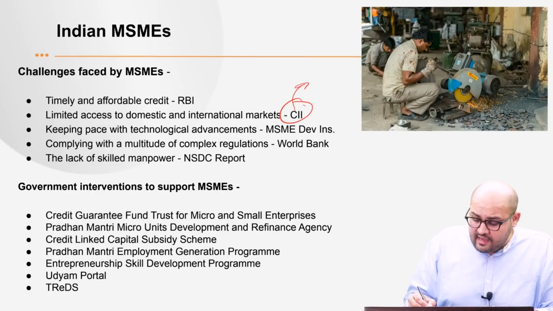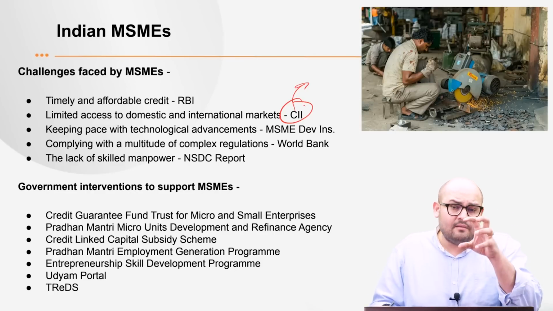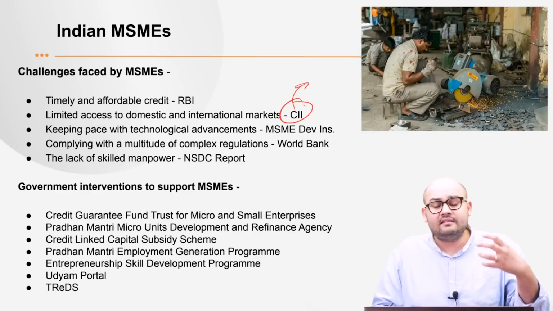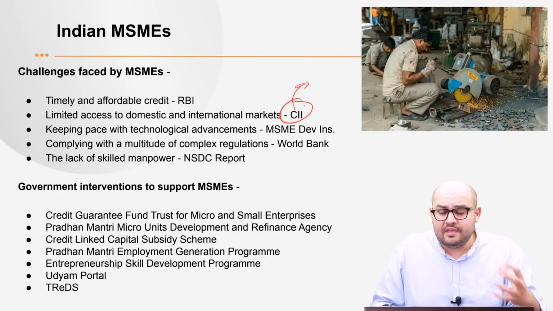Also, what we see is that the CIA data says that this is one of the very important barriers, lack of access to credit and other resources. That is a significant barrier to these MSMEs, right?